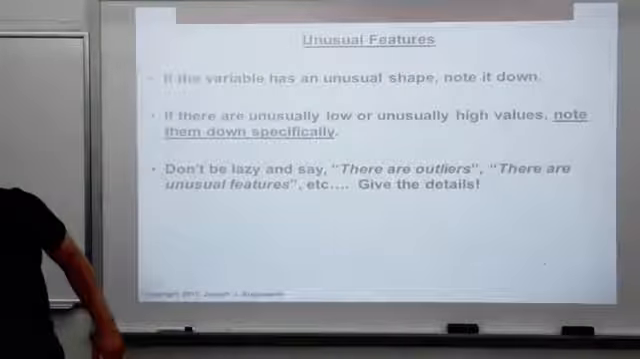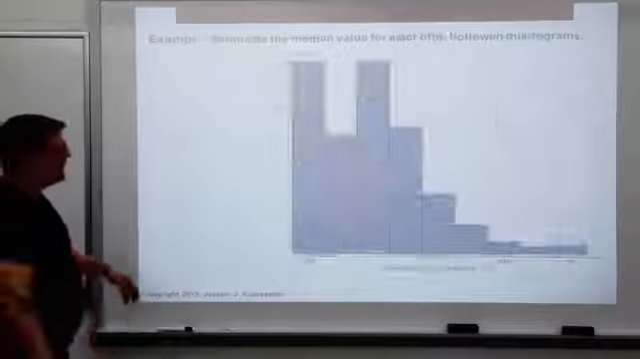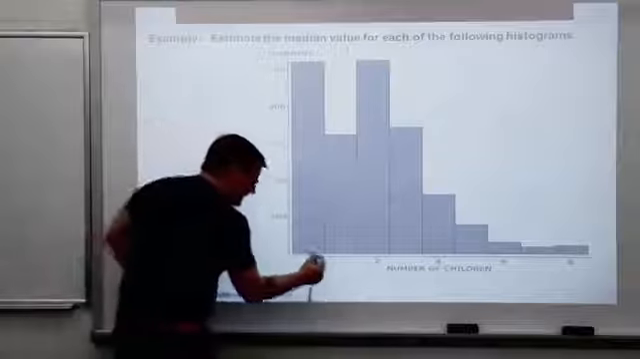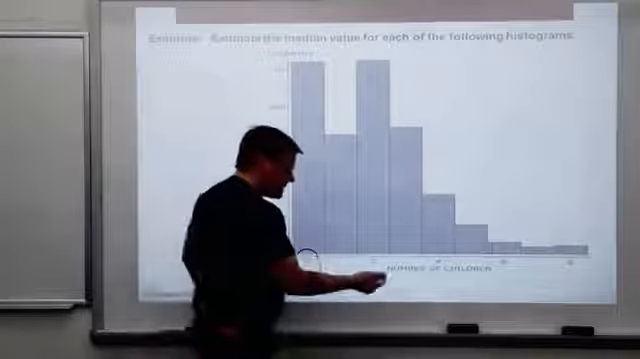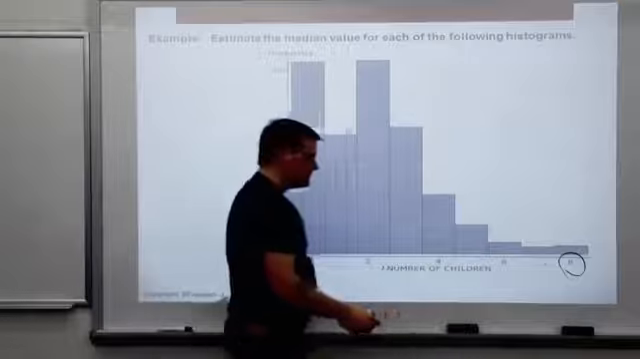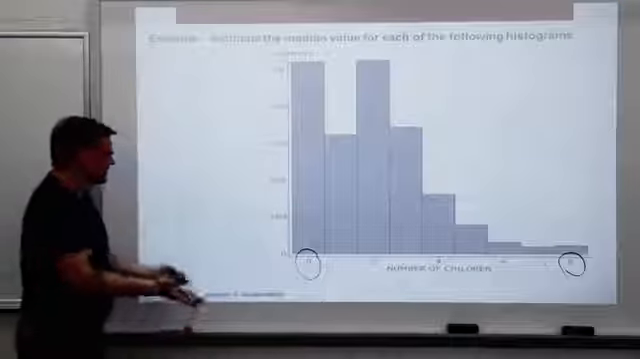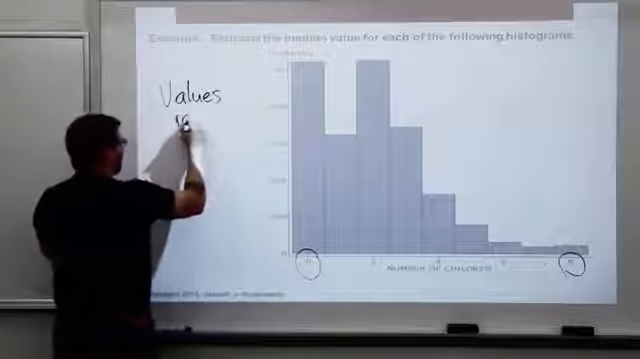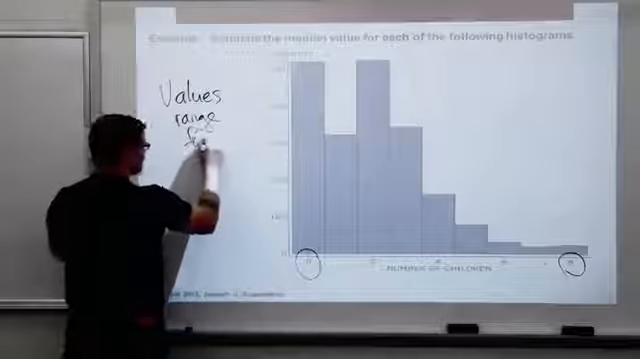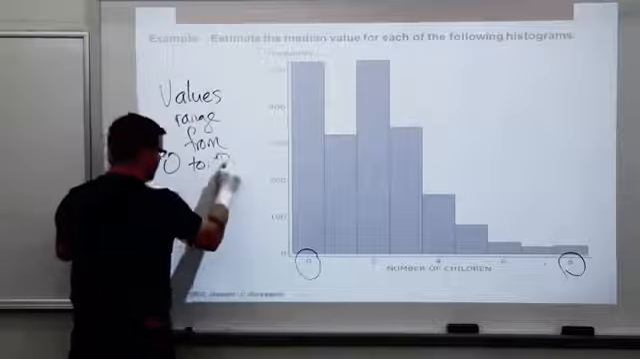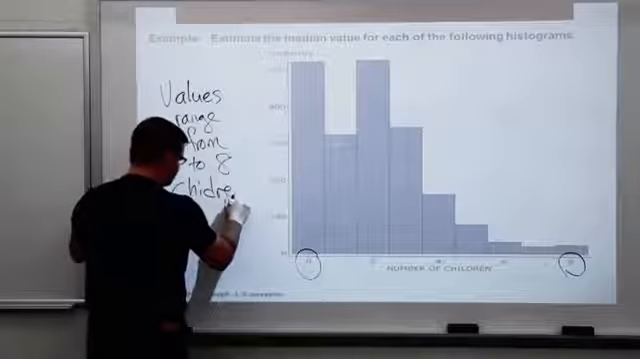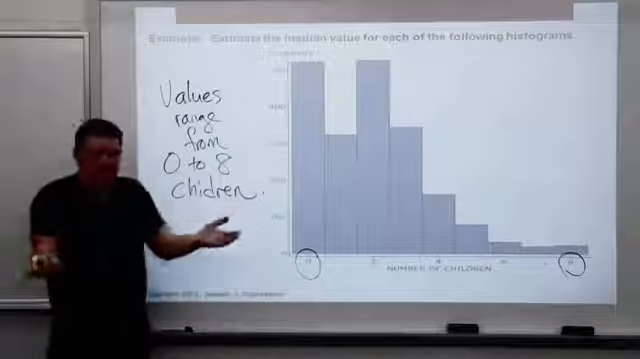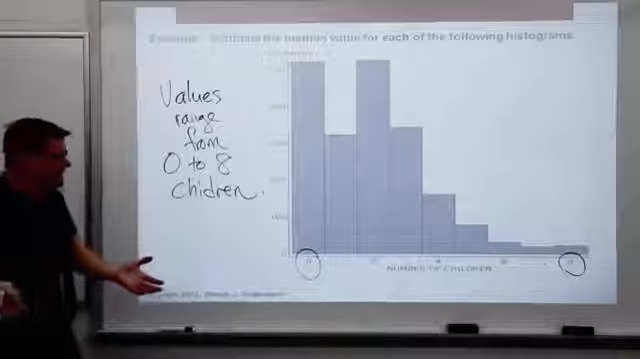Let's see what we've got here. I'll go backwards. Talk about the spread. This is the number of children again. Very easy. Values range from 0 children up to 8 children. I should probably write it down, and so should you. Values range from 0 to 8 children. With this histogram, that's probably as good as we can do at this point.